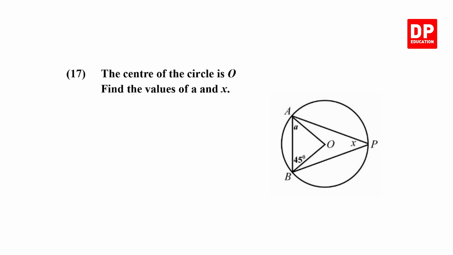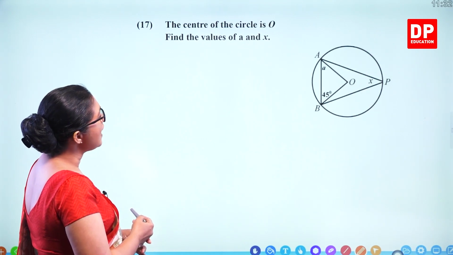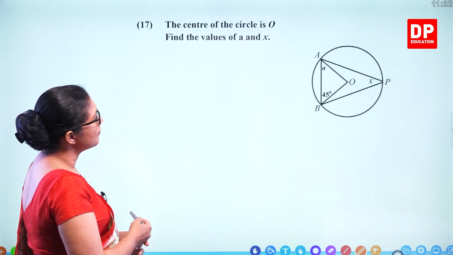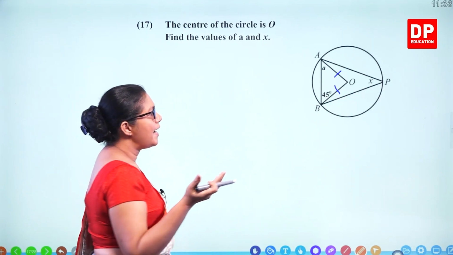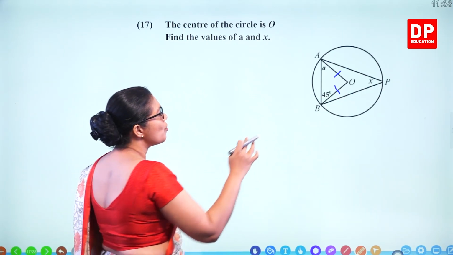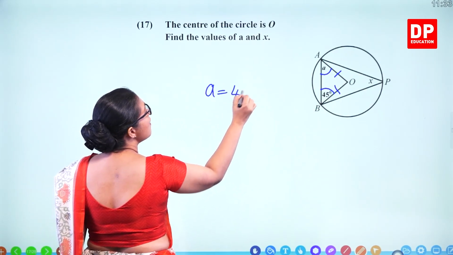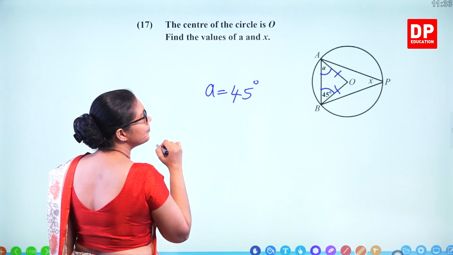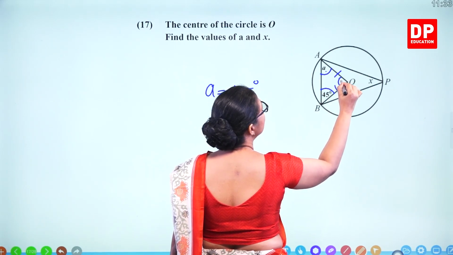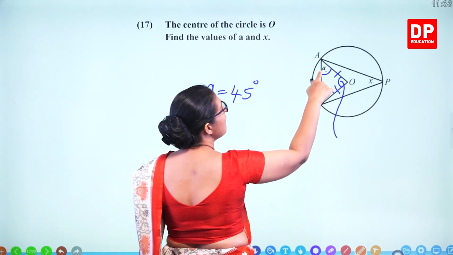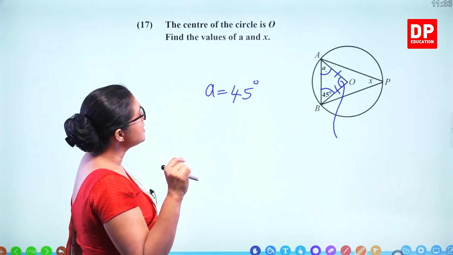Question number 17. The center of the circle is O. Find the values of a and x. Look at it carefully. These two lengths are equal, radii OB and OA. If these two are equal, this angle is equal to this angle. So a is straight away 45 degrees. Then if this is 45, what is this angle? You can use 45 and 45, 90. So this angle is 90.